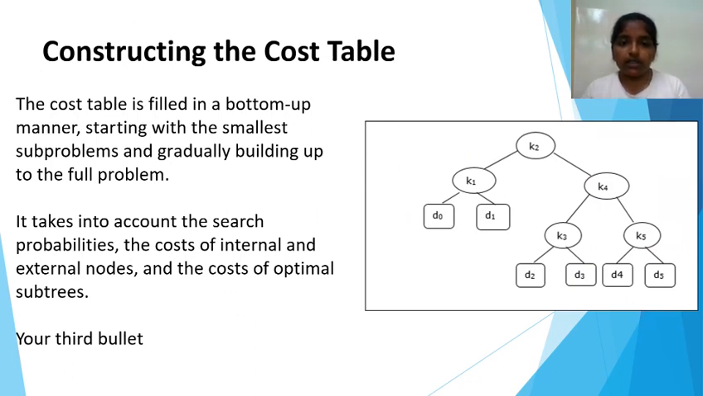Now constructing the cost table. The cost table is filled in a bottom-up manner, starting with the smallest subproblems and gradually building up to the full problem. It takes into account the search probabilities, the cost of internal and external nodes, and the cost of optimal subtrees. This is an example of the cost table.